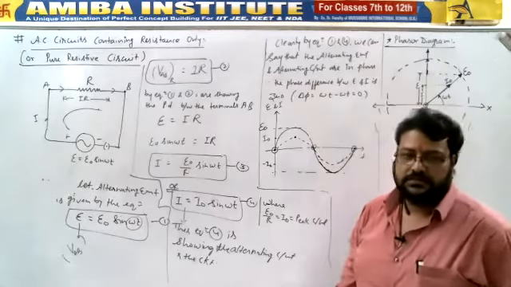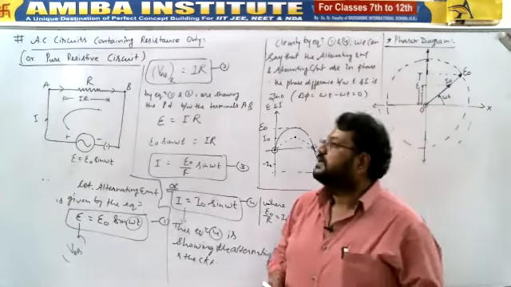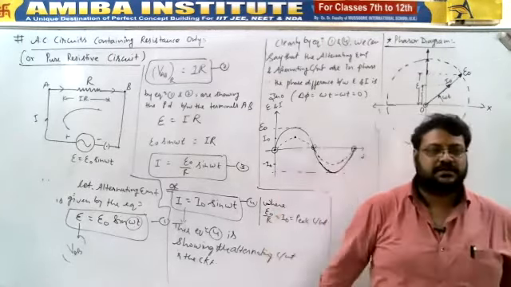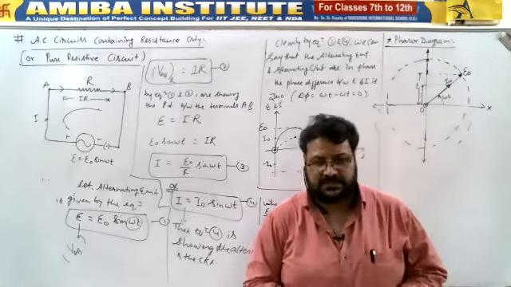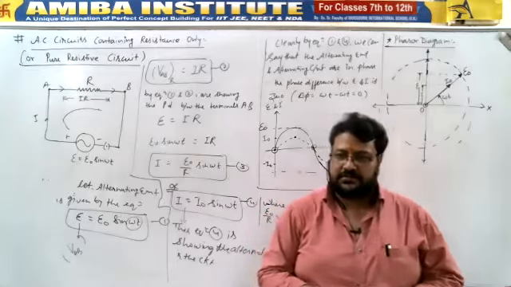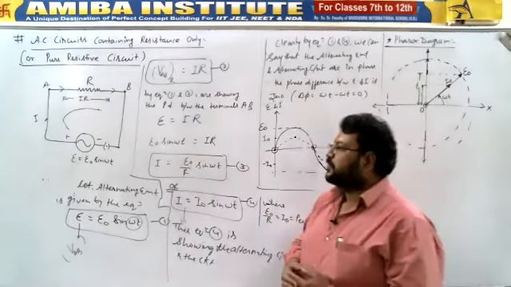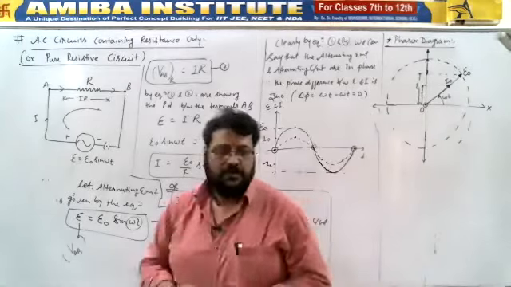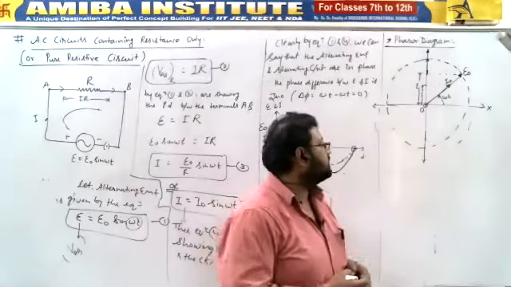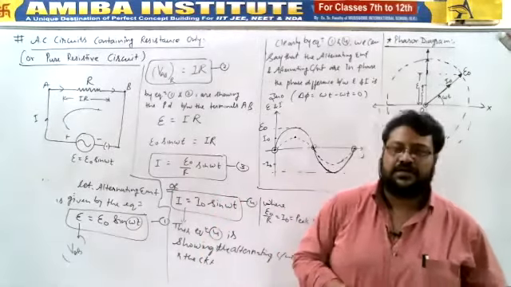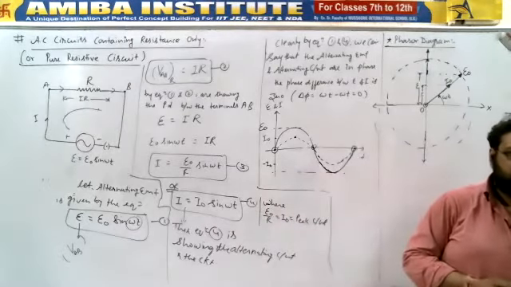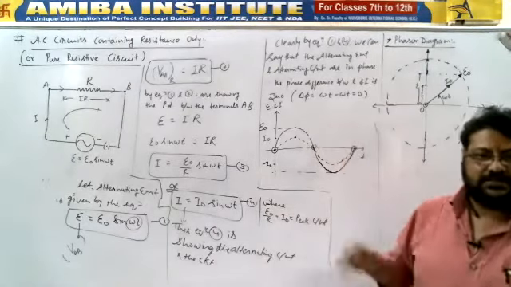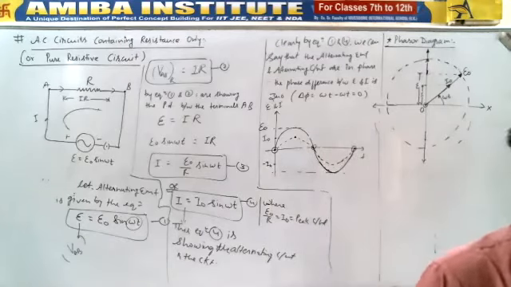Clear? So that is what we have studied. This is called the AC circuit containing resistance only, or pure resistive circuit. So the question comes in that way: what is a pure resistive circuit? Find the relationship and draw the phasor diagram for alternating EMF and alternating current, right? You have to do this, it is a 2 marks or 3 marks question.